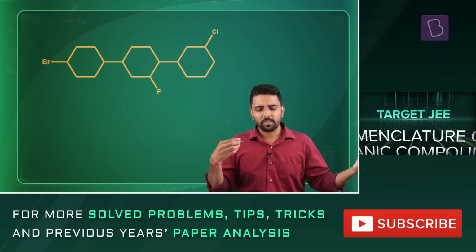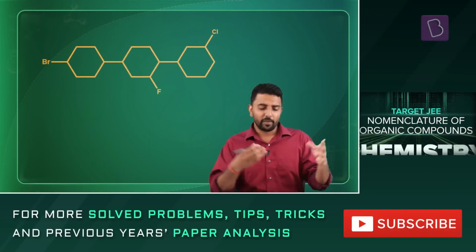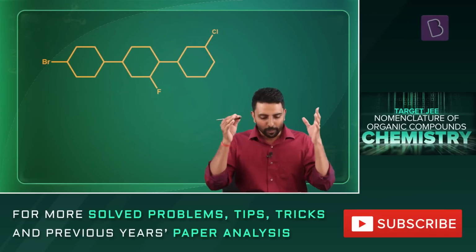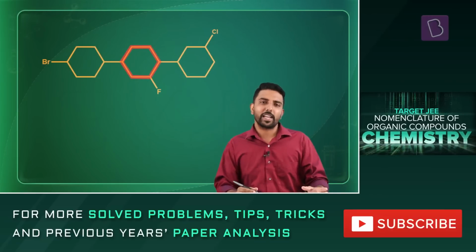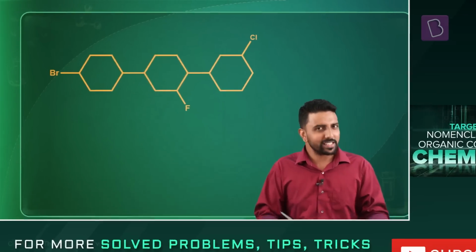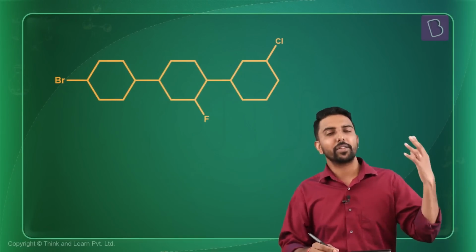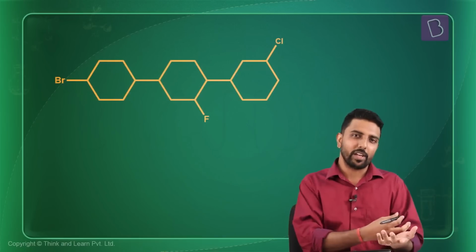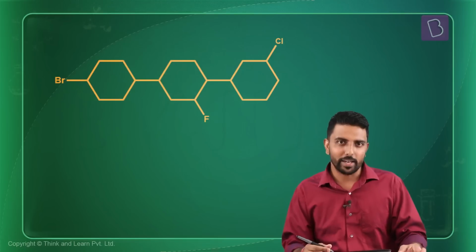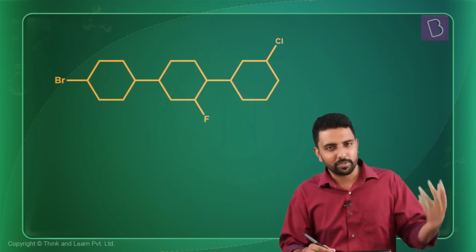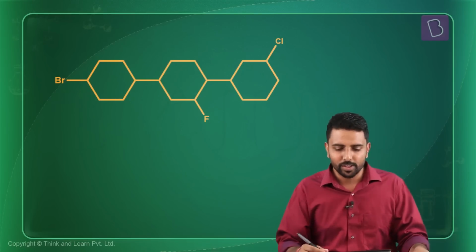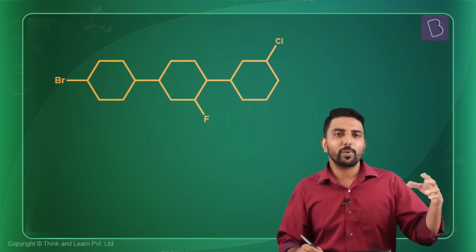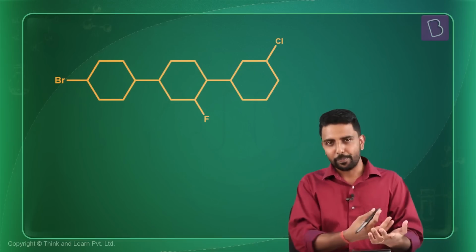Intuitively, I think we can say that we can start the numbering from the central cyclohexane ring. Now, why is that the case? Because it has 3 different substituents. So we'll have to select the chain in such a way that it has the maximum number of substituents or functional groups. So we could start with the central cyclohexane ring and figure it out.